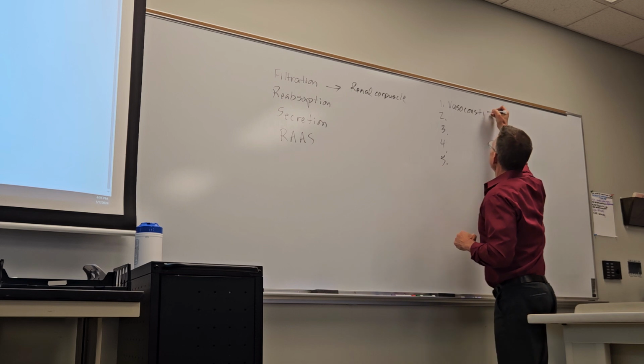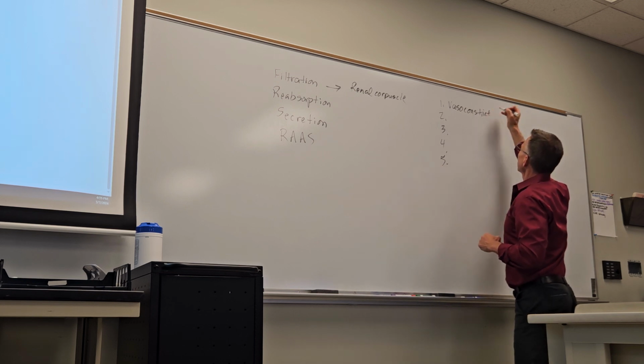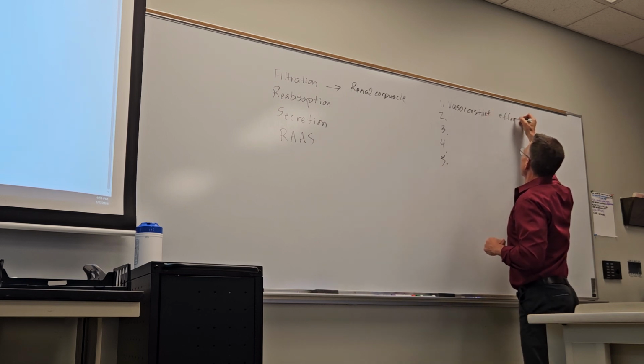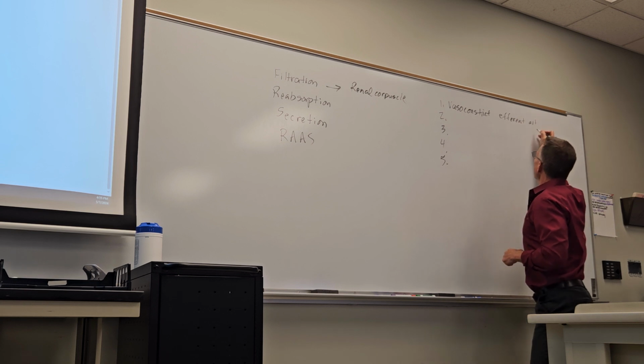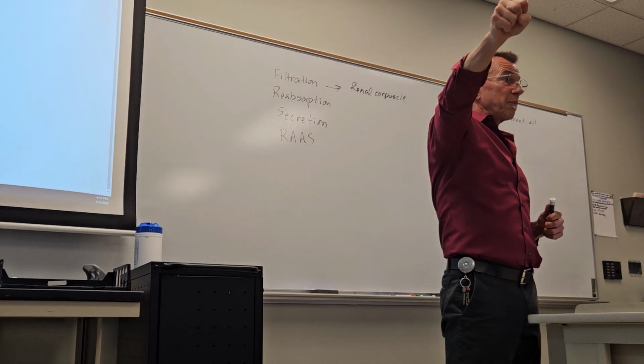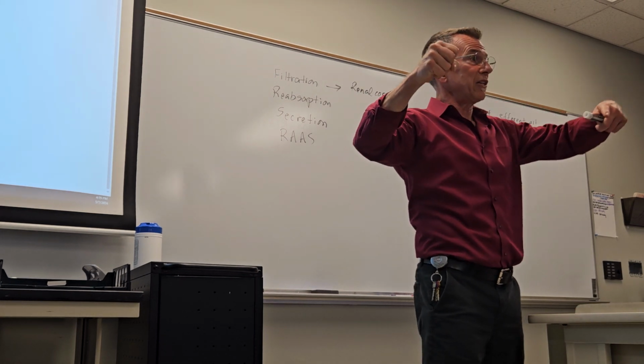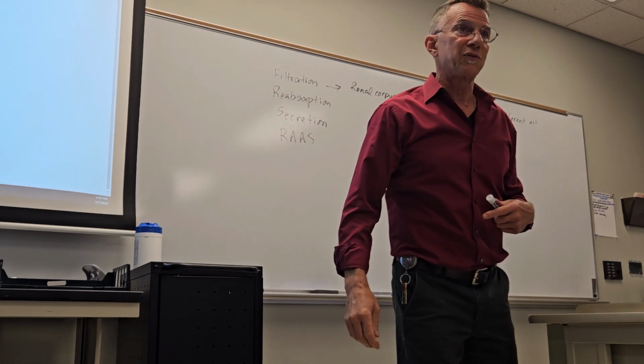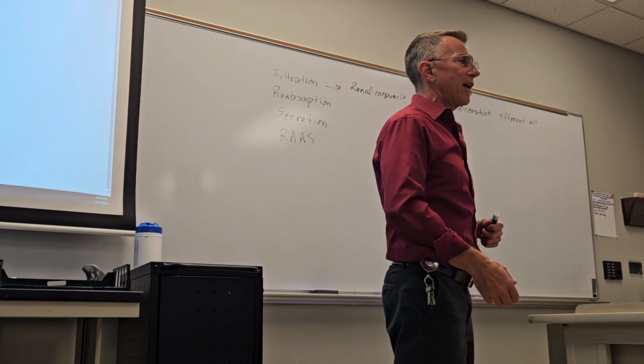Vasoconstrict the efferent arteriole, which is basically reducing the diameter of the drain. So if you plug up the drain, you still got it coming in the faucet, that's going to increase your filtration rate just so that you can get the toxins out.